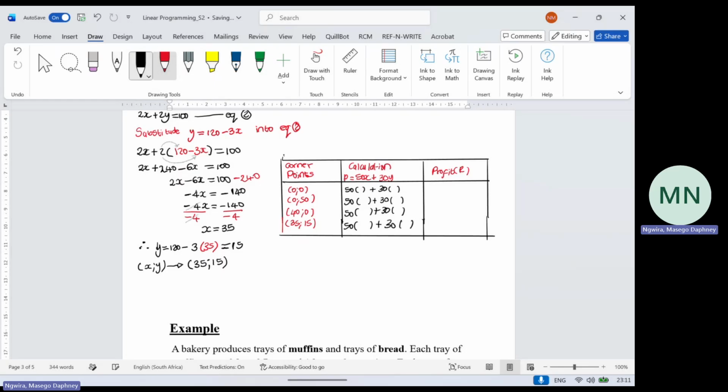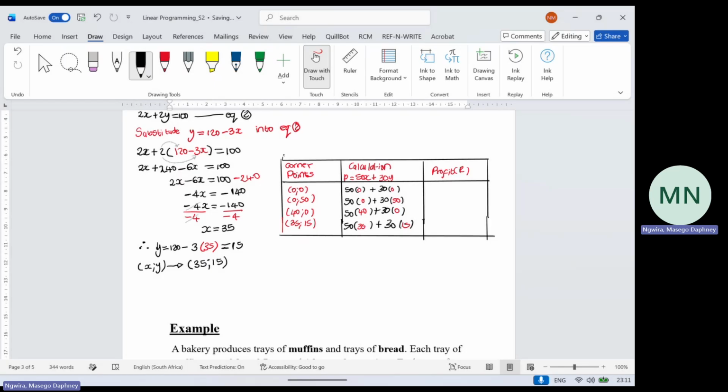So this is 0 and 0. X is 0, y is 0. X is 0, y is 50. X is 40, y is 0. So I'm taking these from these points. Please don't forget, I'm taking this from the corner points. Okay. And then X is 35 and then Y is 15. And then now we get the answers.